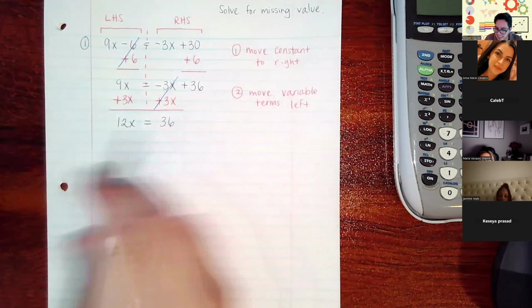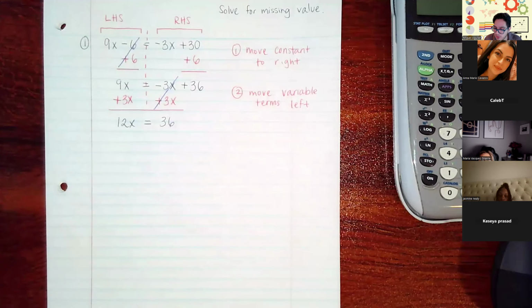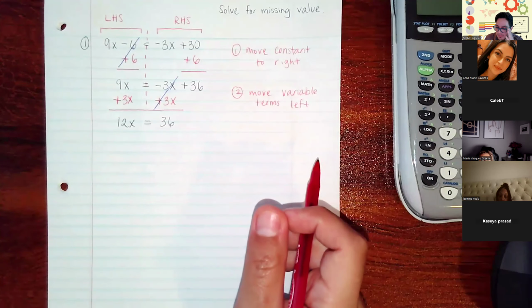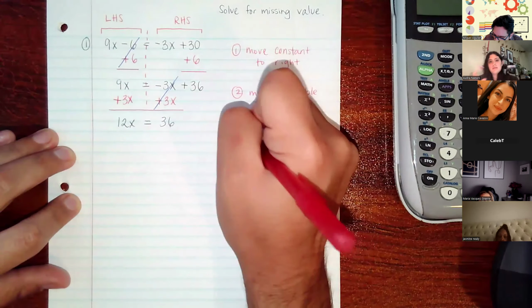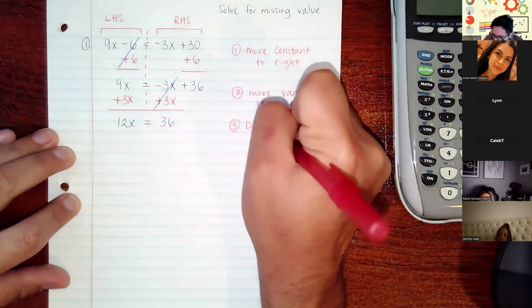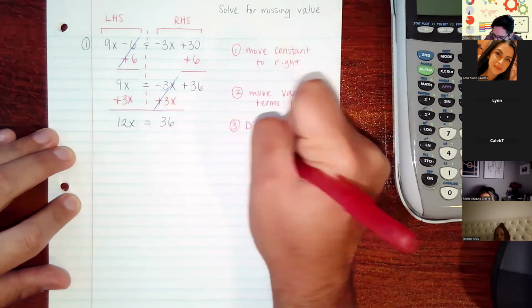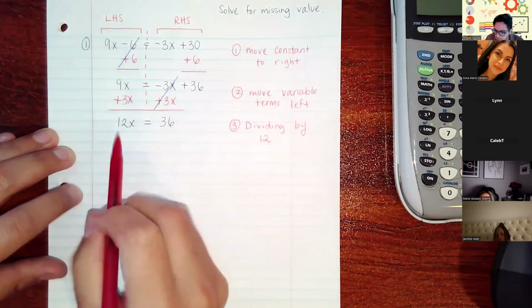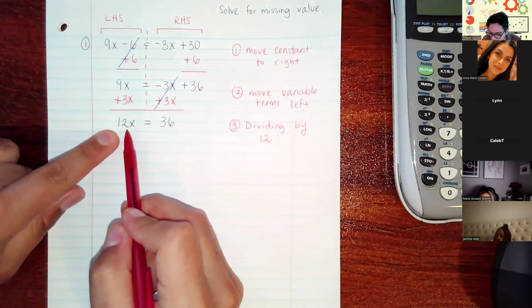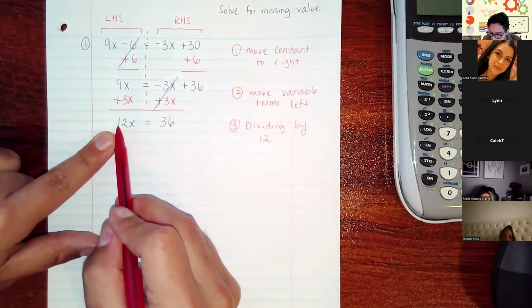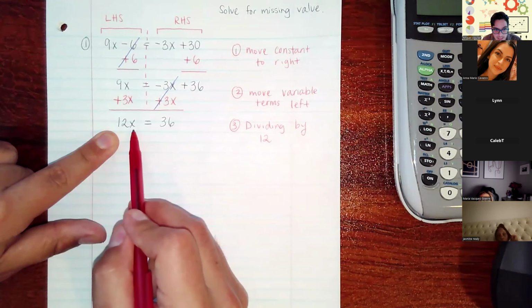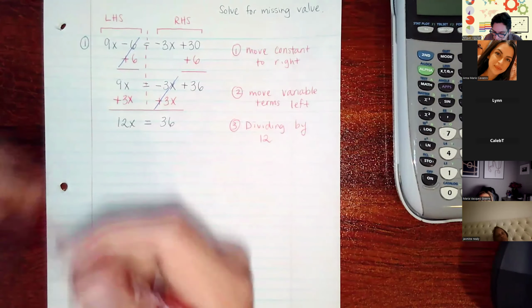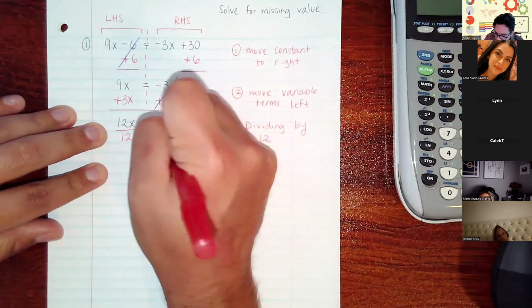Okay. Can you guys tell me what the last step is to getting the variable isolated? Dividing by 12. Yeah, you always want to divide by this coefficient. And the reason why you're dividing by 12 here is because think about what the coefficient means. And this is just a recap based on what we talked about yesterday. The coefficient 12 is technically being multiplied by x, 12 times x. So the opposite of multiplying is dividing. So to cancel that out, we're dividing by 12 on both sides.